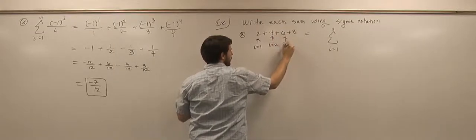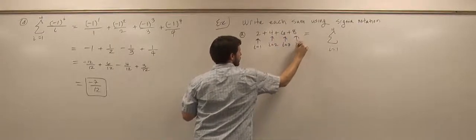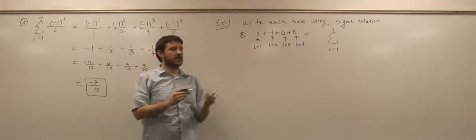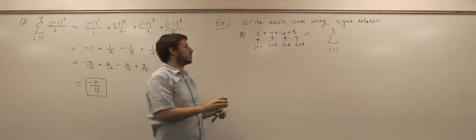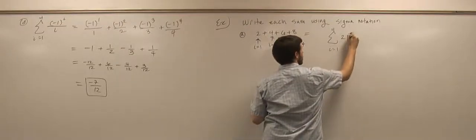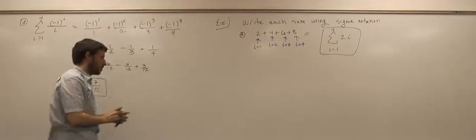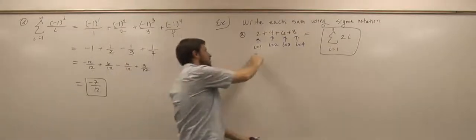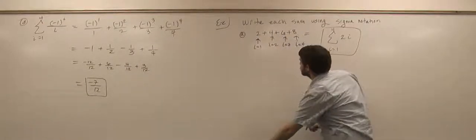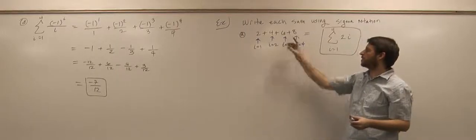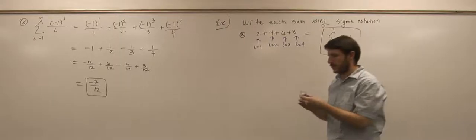This will be i equal 3. So you have to extract the pattern. What are you doing each time? You're multiplying by 2. So you put 2i. The i counts which term you're on. So you can always write your index underneath, starting from 1 and going up, and then try to find the pattern.